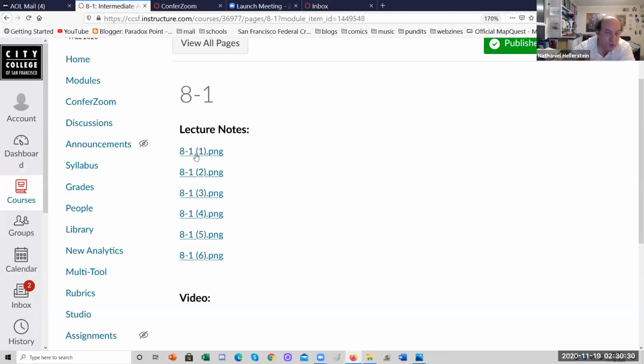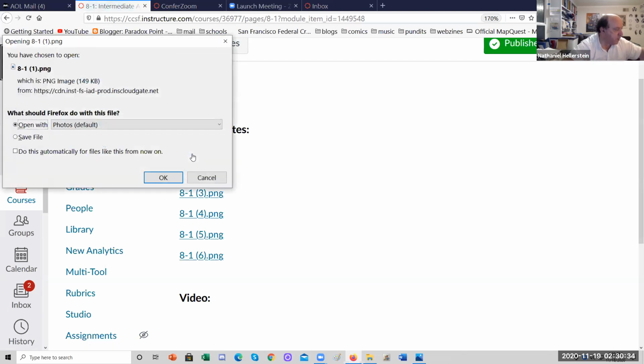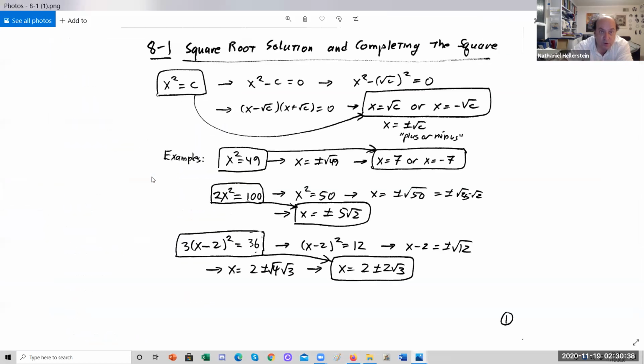So here we're starting with chapter 8, section 1. And that's about solving quadratic equations. Now, this first section will be solving quadratic equations by means of square roots and something called completing the square. Now, a quadratic equation involves the term x squared.